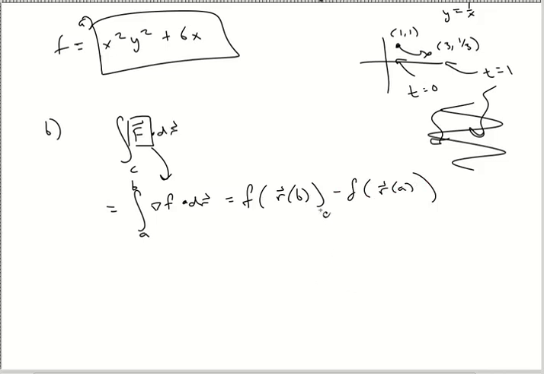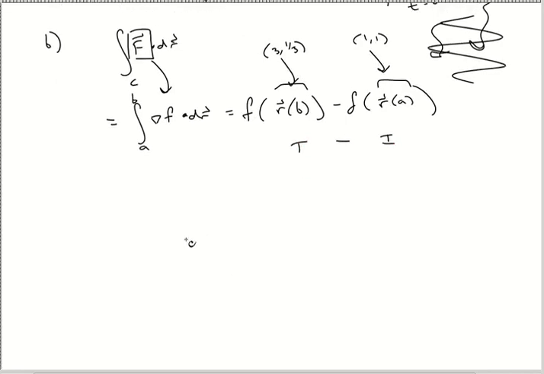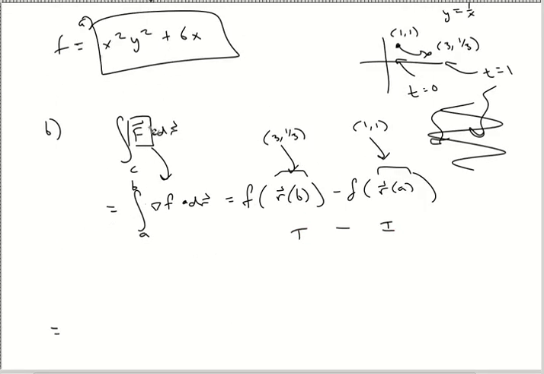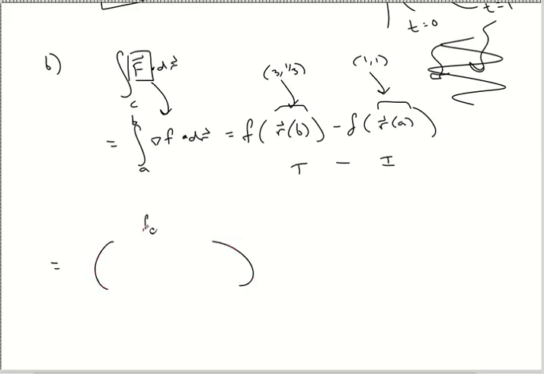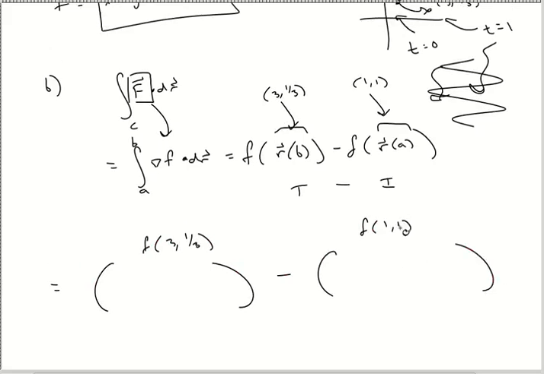Okay, now I don't want to make this too weird, but essentially this chunk here is, in this particular case, a point. Nope, sorry. That's actually 3, 1/3. And this here is 1, 1. Your terminal point minus the initial point. But of course contained inside of the f function. So my potential function, I'm going to plug in my f at 3, 1/3 minus, and then I'm going to plug in my f at 1, 1, my little f here.